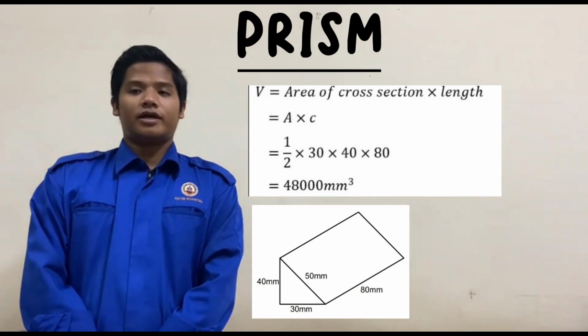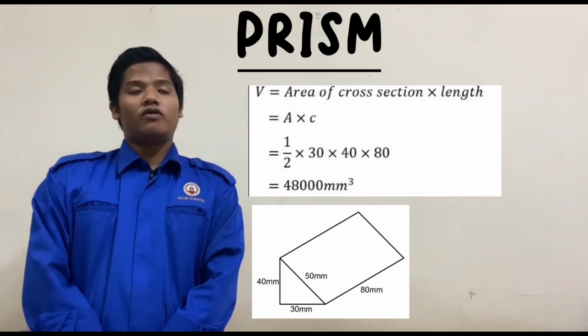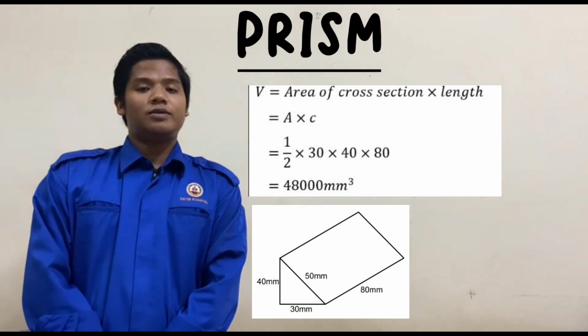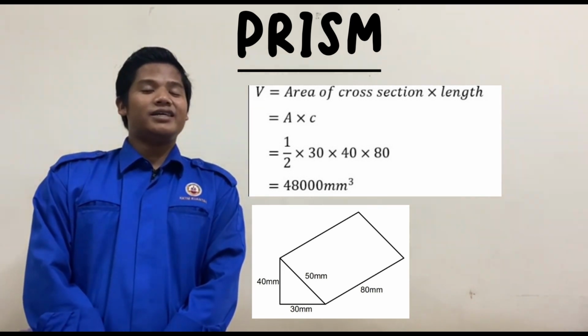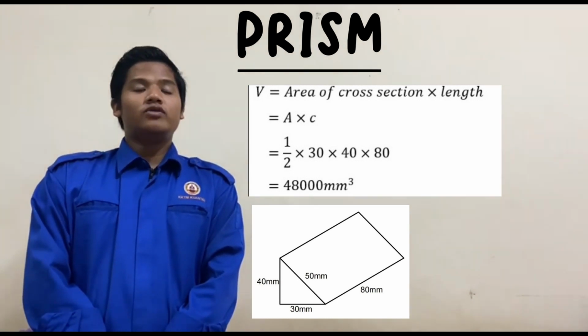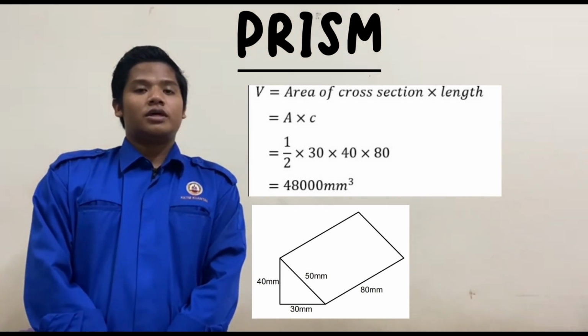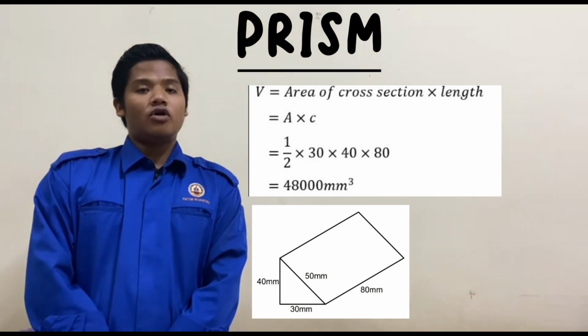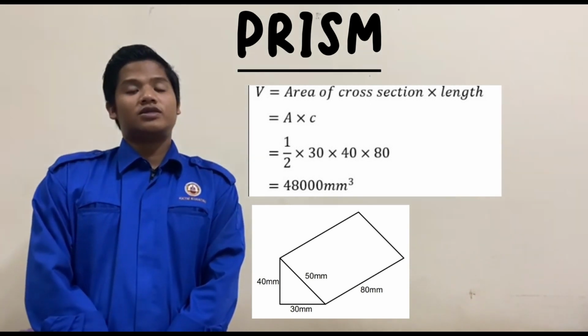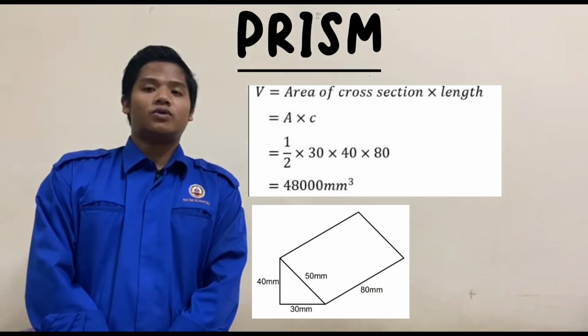The third part of the toy is the prism. The formula for volume of a prism is area of cross section times length. Area is 1 over 2 times base times height, where base equals 30 millimeters and height is 40 millimeters. For the length, the value is 80 millimeters. Again, substitute all the values into the equation and you will get the answer 48,000 millimeters cube.